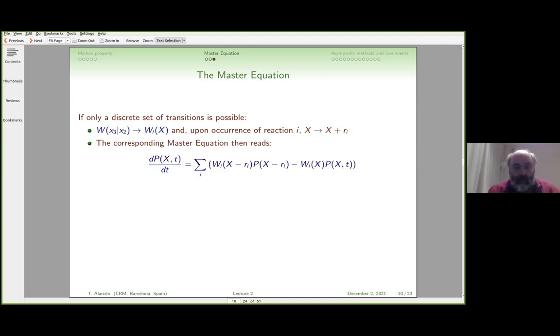And if we do that, we introduce this in the integral equation. What we have is this expression, which is exactly the same as we had the other day.